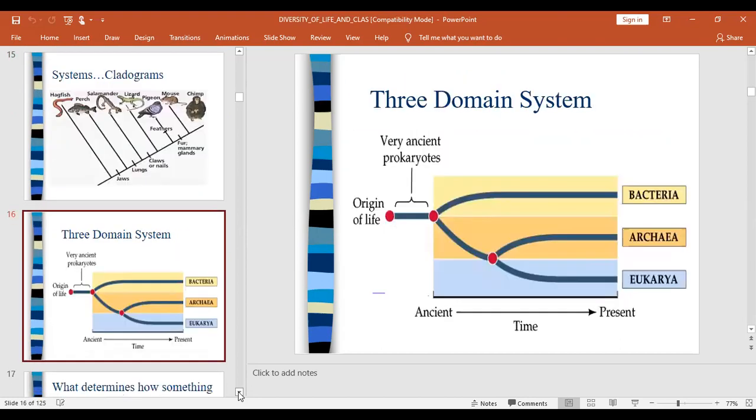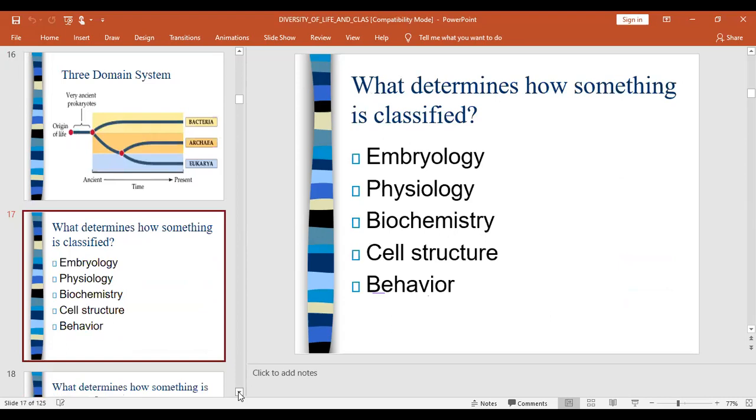Now, when we look at the main features that determine how organisms are classified, we look at five main features that we are going to look at deeply. So what determines how something is classified? We look at the embryology. Do you understand when I talk about embryology?